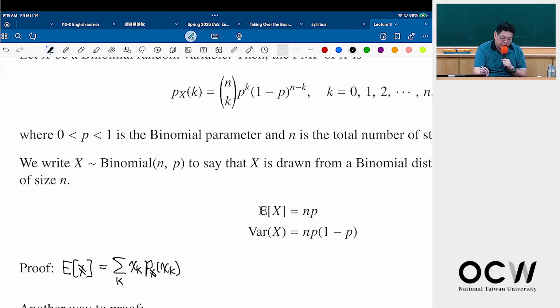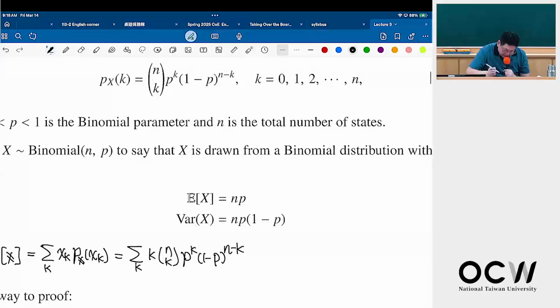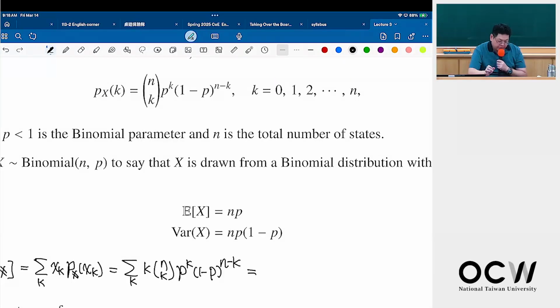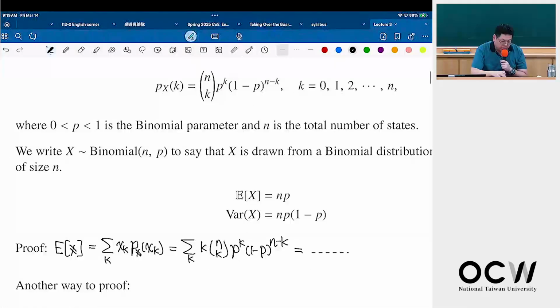Now let's bring the PMF here. It will be k, n choose k, P to the k times 1 minus P to the n minus k. And how do you find the summation? You may change variables. It looks like you can do it, but it is a little bit complicated, so let's do another way to prove this.